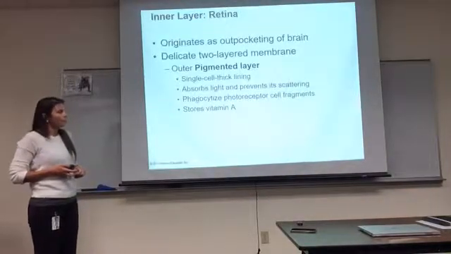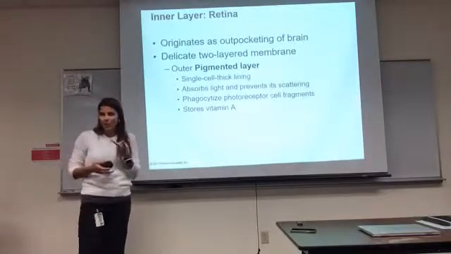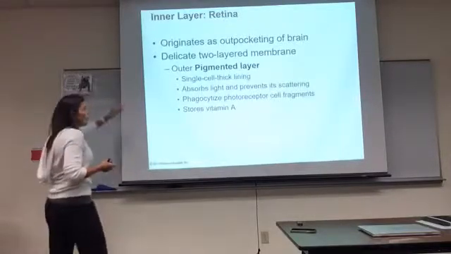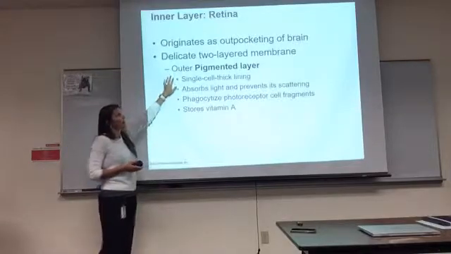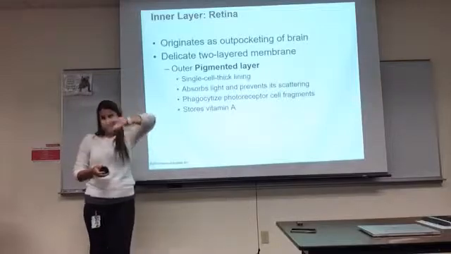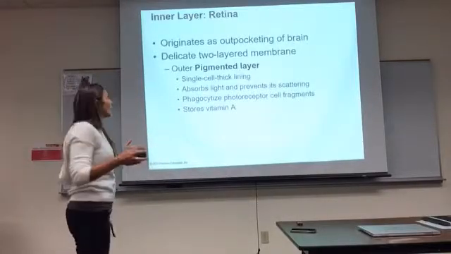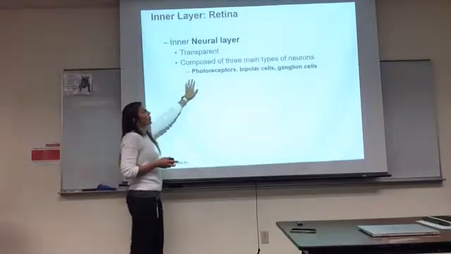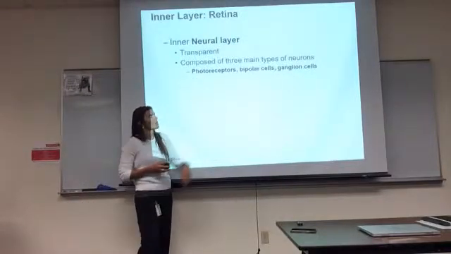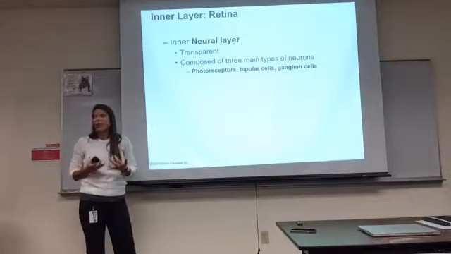The inner layer, which is the neural layer, the retina, has two parts. There's the pigmented layer, which is one cell thick. I'll show you when we get to the diagram, it's just one lining of cells. Then you have your actual neural layer, which has your photoreceptors. What are photoreceptors? Light receptors. Those are your rods and cones.